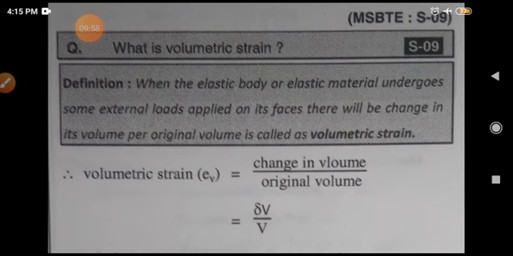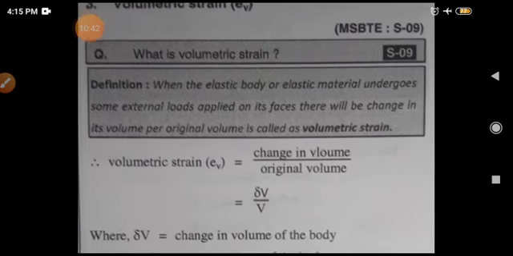Volumetric strain. You can consider a balloon. If you take a balloon in which air is filled deep into the water, then uniform pressure will apply on that balloon from all sides. Therefore the volume of that balloon will get decreased. At that place, the strain is called volumetric strain.